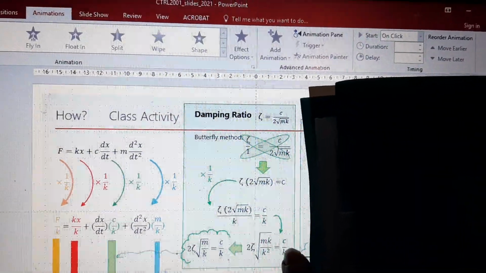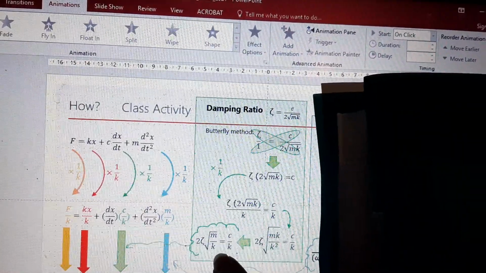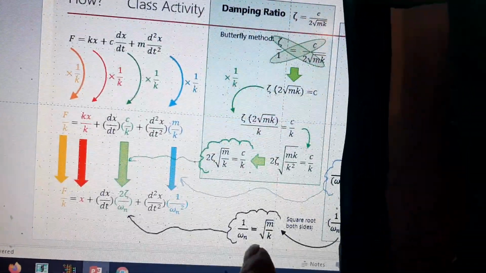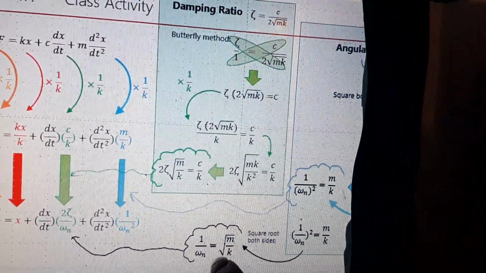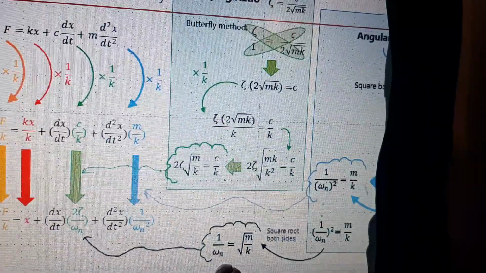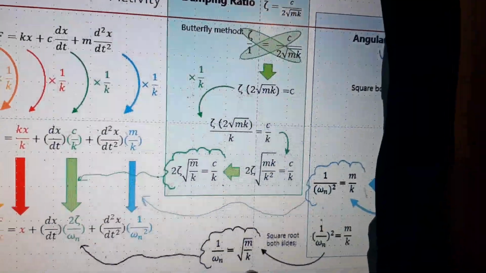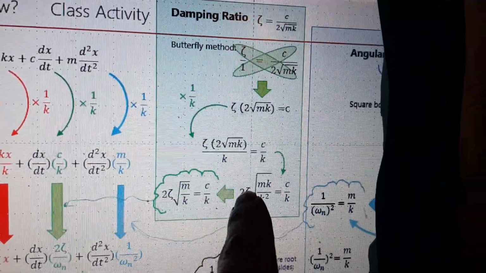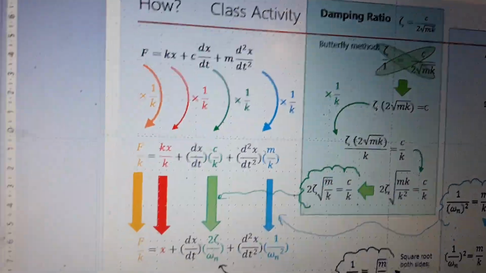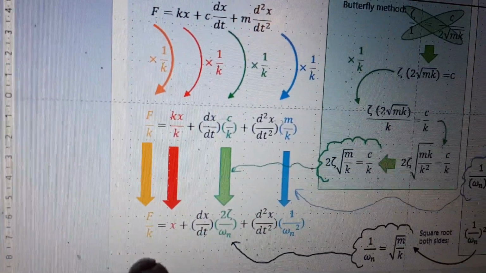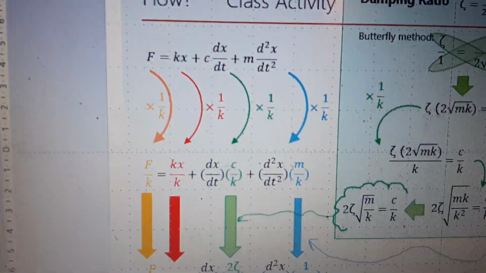So I will write that in this way, so I can replace the square root of m over k with what I got here. Another way of writing that was the square root of m over k is equal to 1 divided by omega n. Now I'm using this one and then the result of my damping ratio to replace in my equations, and then I'm going to get this. Pay attention to the colors. I made them this way on purpose so you can understand what is happening.